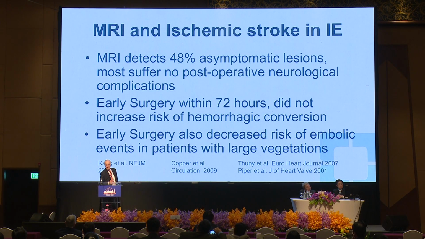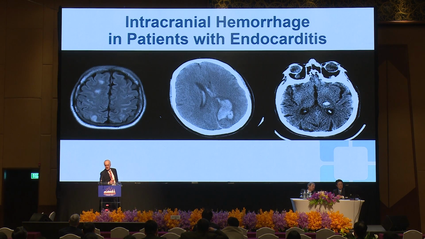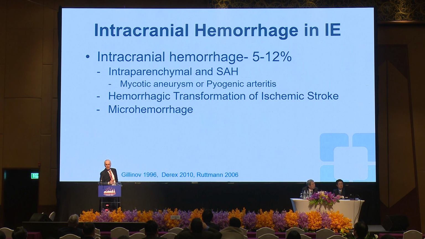I would certainly disagree with that, because it's not always innocent findings that you have, even if the patient is asymptomatic. And we've also seen that there are several papers that claim that early surgery does not increase the risk of hemorrhagic conversion. And one of the main conclusions of the Kang paper in New England Journal of Medicine was that a lot of these patients had large vegetations, and if you don't operate on them early, they will have additional embolic events.